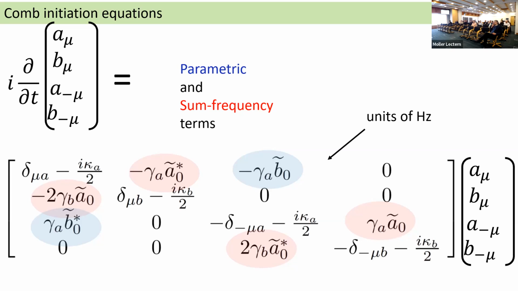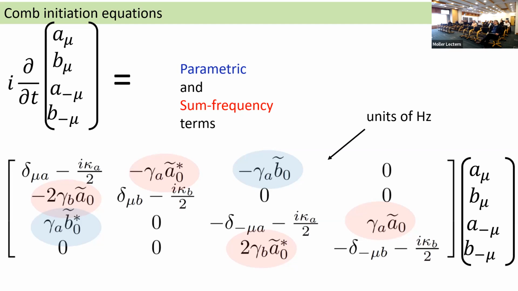So these two terms, in blue circles, are so-called parametric terms. You can see the sign, they provide the coupling from A mu sideband to A minus mu sideband. And the sign here is plus and here is minus. So when you linearize and you look at this, they give you gain. This is so-called parametric gain, right?